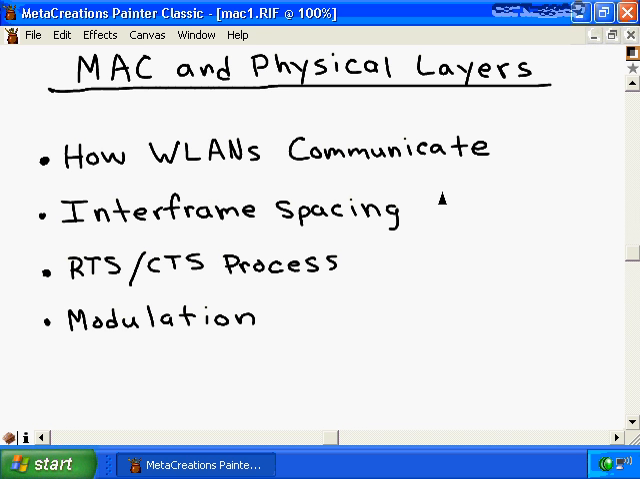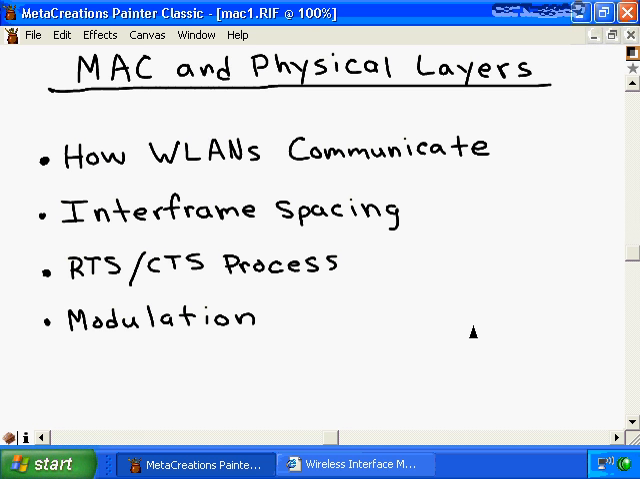In this video we're going to learn the key components that affect the communication on our wireless LANs, such as interframe spacing, the RTS, CTS process, modulation, wireless LAN frames versus Ethernet frames, and how wireless packets deal with collisions on a wireless network, etc. So we've got a lot of good stuff here in this video. Hang on, get your favorite beverage, close that door because we're going to get started.